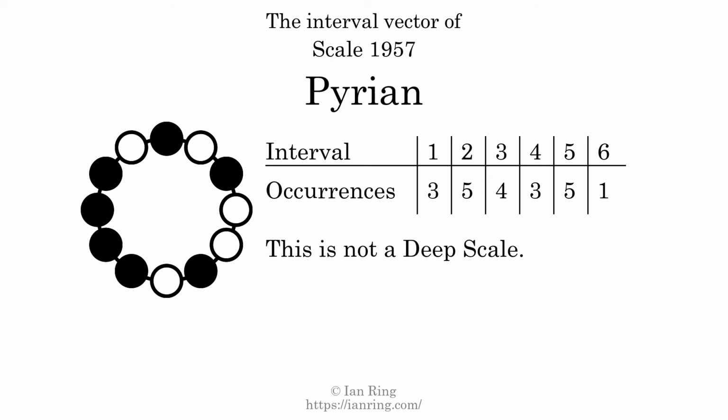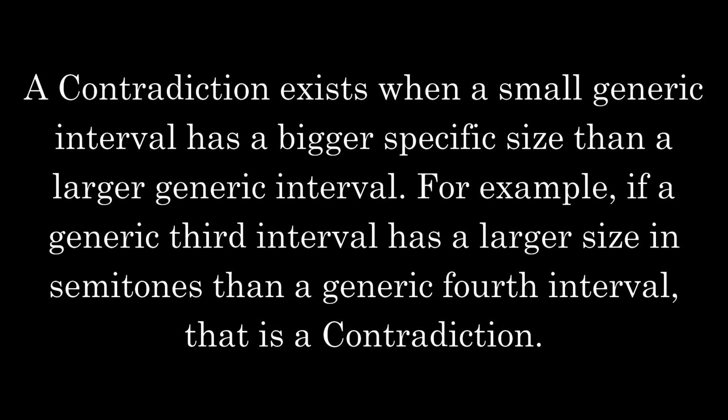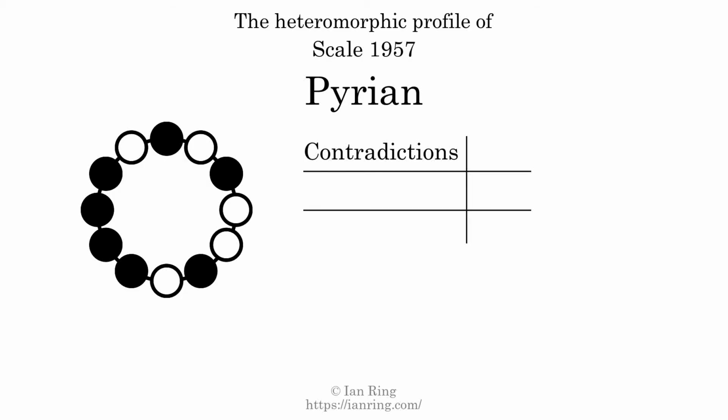Heteromorphisms are comparisons between every interval in a set. They can be classified as contradictions, ambiguities, and differences. A contradiction exists when a small generic interval has a bigger specific size than a larger generic interval. For example, if a generic third interval has a larger size in semitones than a generic fourth interval, that is a contradiction. The number of contradictions in this scale is 26.